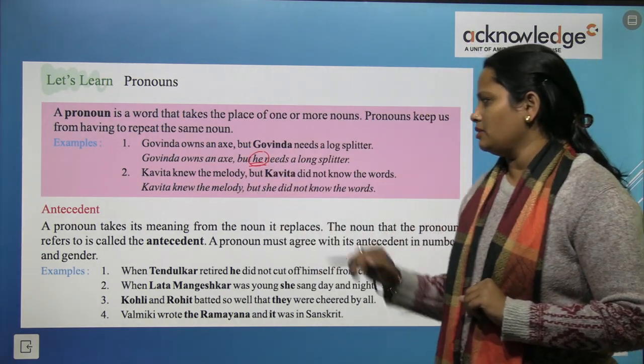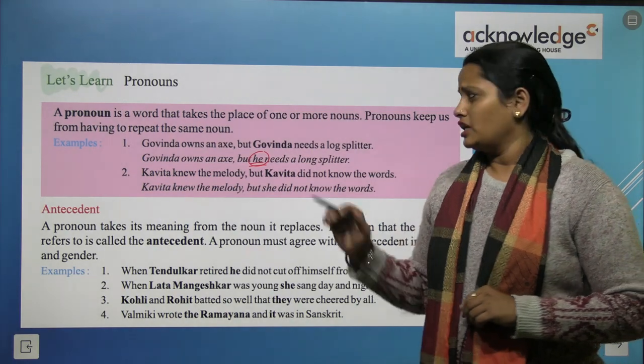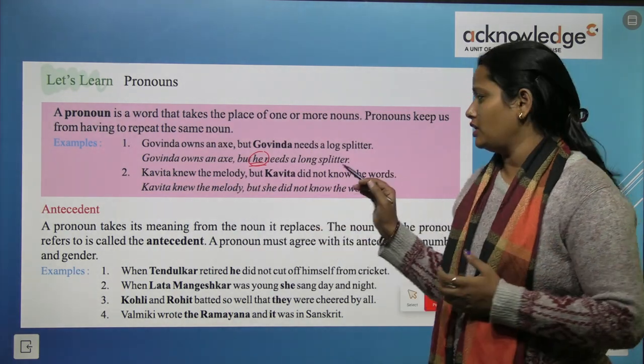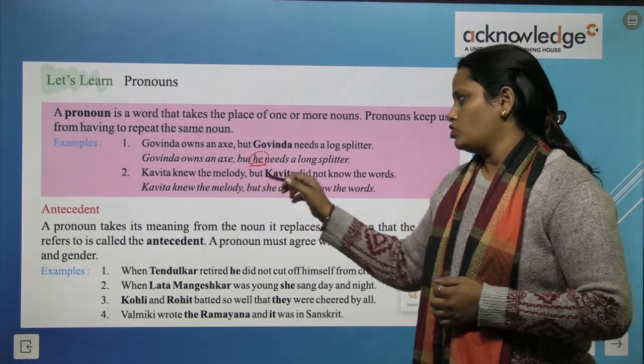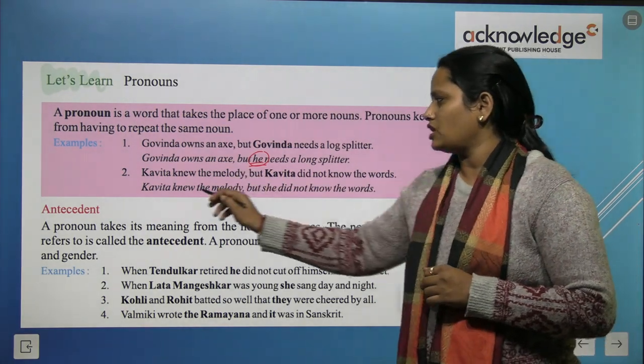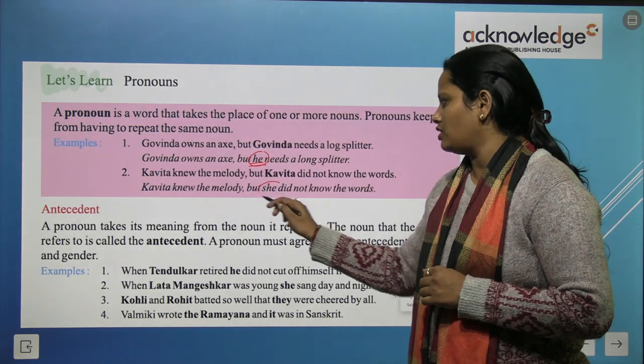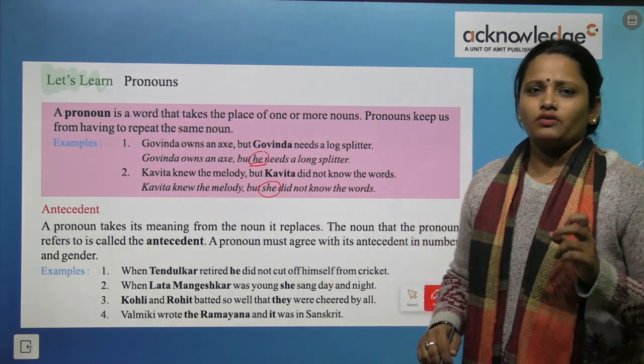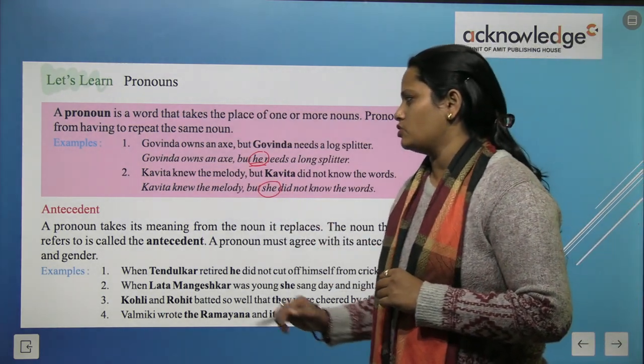कविता knew the melody but कविता did not know the words. कविता को मेलोडी पता थी but उसे words नहीं पता थे. So here instead of using कविता 2 times, we have used कविता for the first time and the second time we have used she. So कविता की जगह पे हमने यहाँ पे she word use किया है.